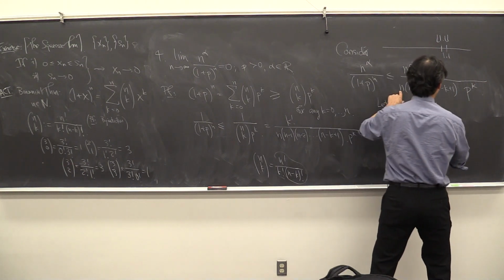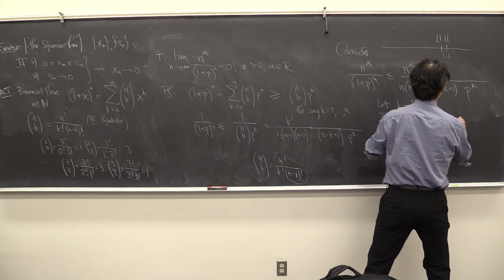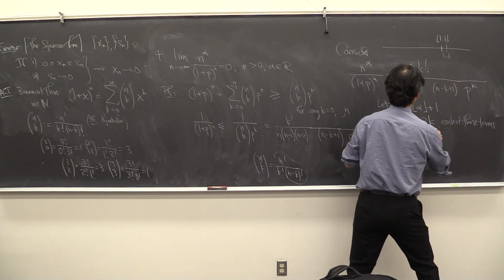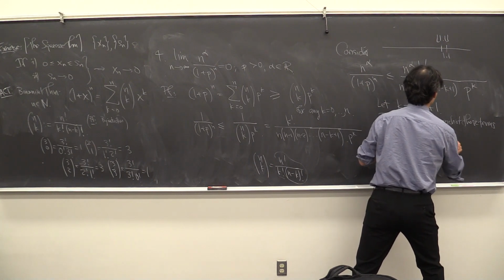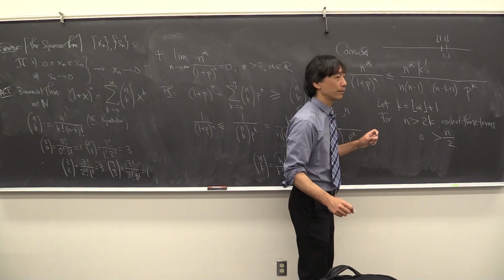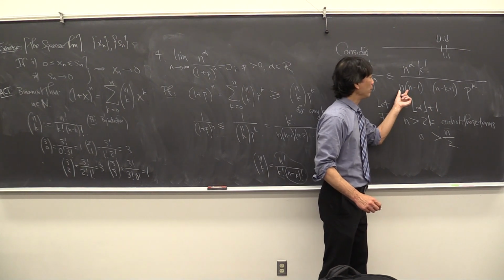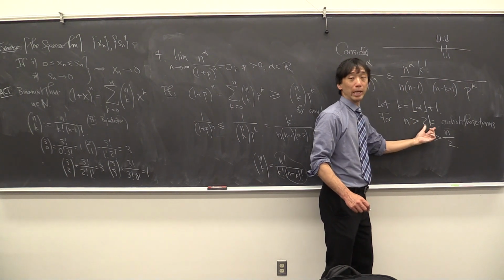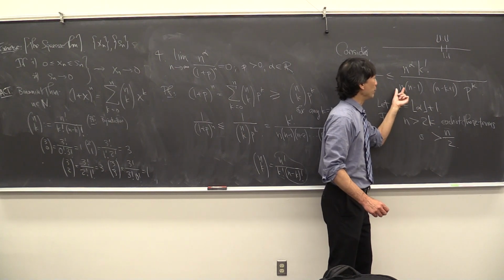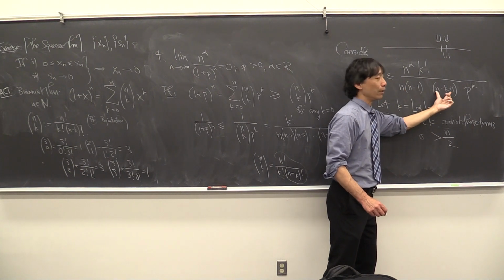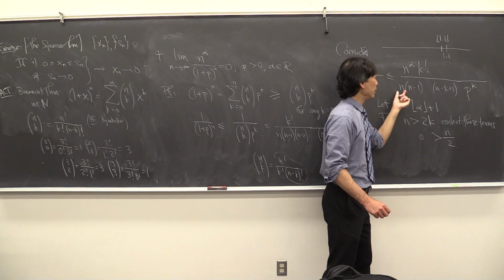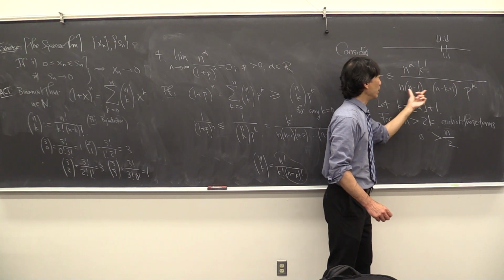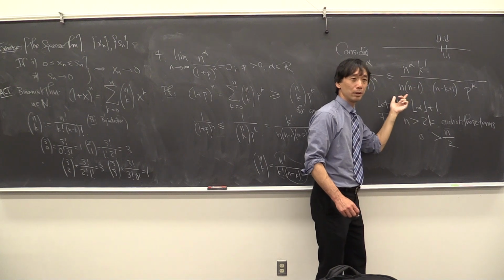For n bigger than 2k, each of the terms on the bottom is bigger than n over 2. Right? Because n is bigger than 2k, and we're basically subtracting down to k. So each of these things is going to be bigger than n over 2. Does that make sense?